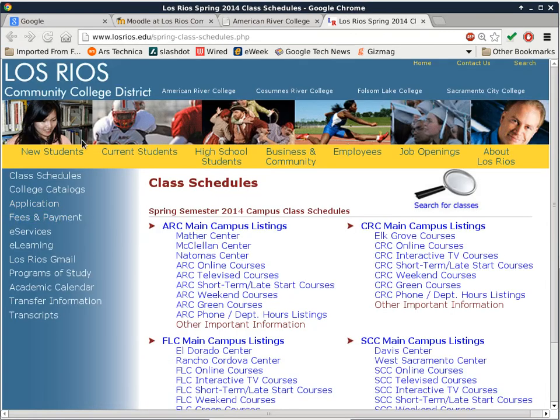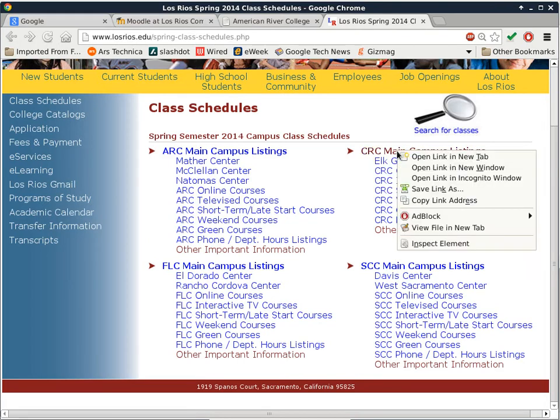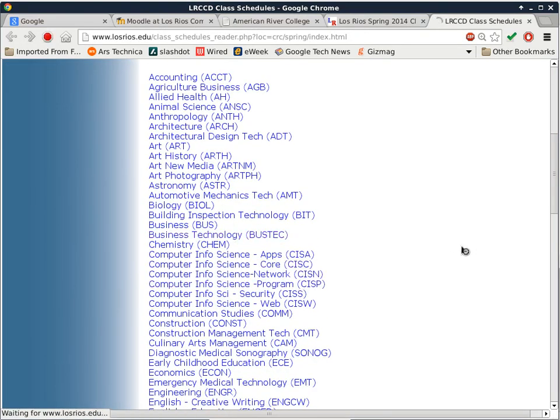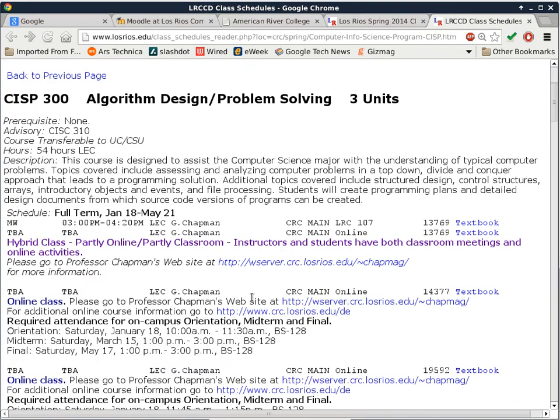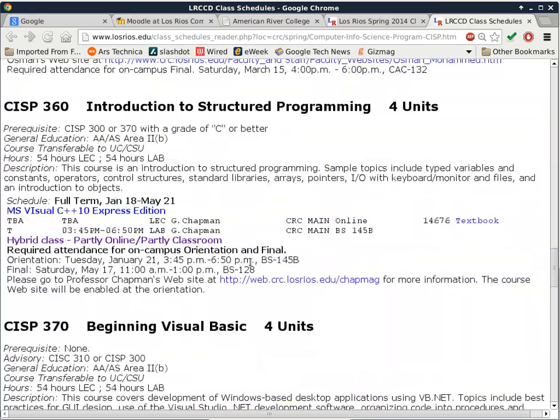Because what we are seeing is just this campus. So you can try out some of the other campuses. CRC, or Consumers River College, has a different policy. They offer more classes online. So if you look through their catalog, they might have CISP 360 online. Yep. That's interesting. They have Visual C++ instead of the usual C++.